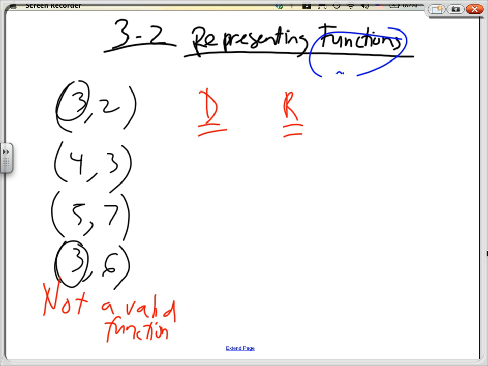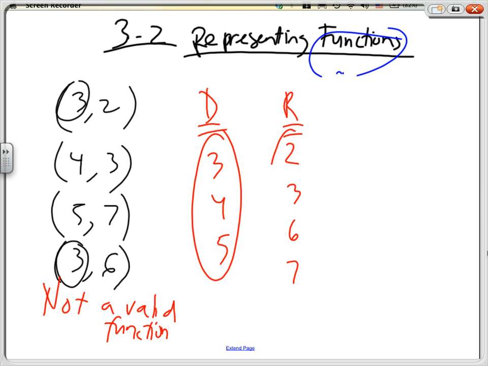On the domain side, what do I have? 3, 4, 5. No duplicates, remember? So 3, 4, and 5. For my range side, what do I have? 2, 3, 6, and 7.